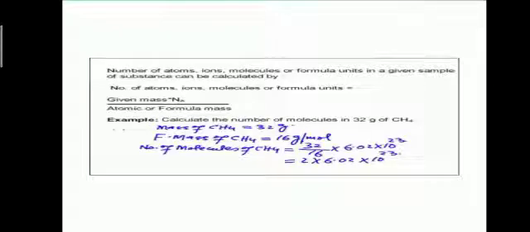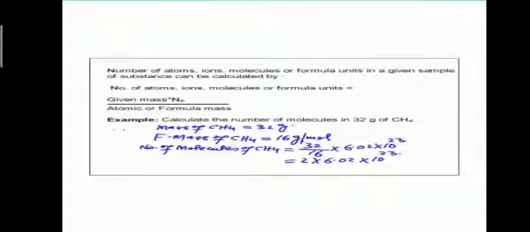Here is an example. We have to calculate mass in gram divided by molar mass multiplied by Avogadro's number. This is the formula for number of molecules, not for the number of moles. So the number of molecules is equal to mass in gram per molar mass multiplied by Avogadro's number. So calculate the number of molecules in 32 gram of methane. As you know the mass of methane in gram is 32 gram, you have to find the molar mass of methane and multiply by Avogadro's number.